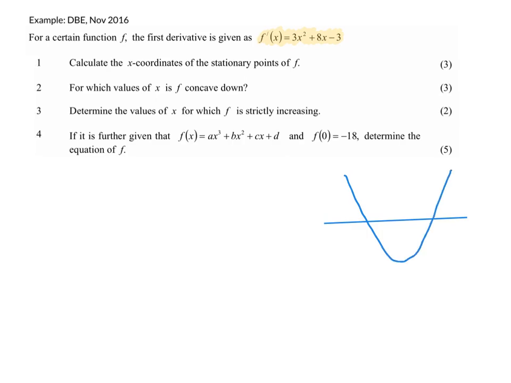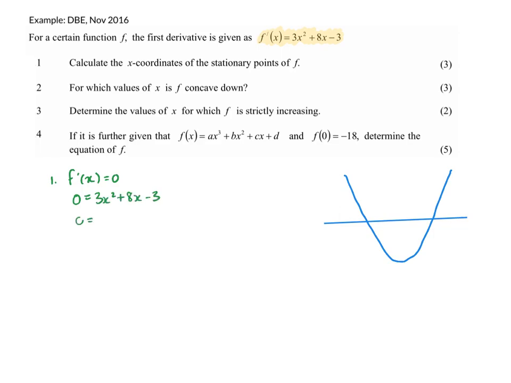Now I know the stationary points of f, the original graph, will be when I've got x-intercepts for the parabola, or in other words, when my derivative is 0. So let's set the derivative equal to 0. We already know what the derivative is. We don't need to calculate it.